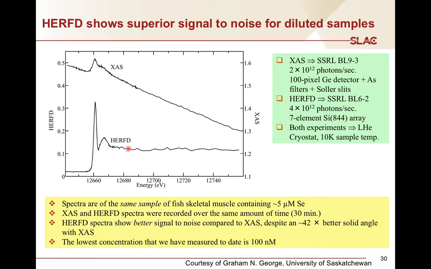And because you get rid of the background, you can easily measure very dilute samples. The lowest I got is like 100 nanomolar so far. So that's all doable. That's a big advantage of HERFD.